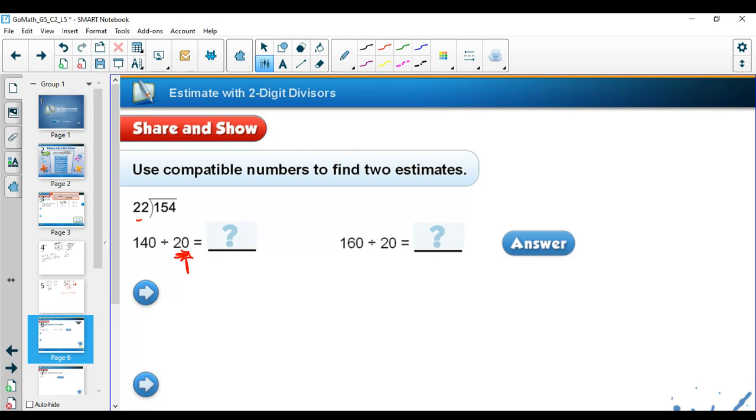So we are going to turn that 2 into a 0 so that 22 becomes 20, because that's going to be significantly easier. Now, they chose 14 because 14 is really close to 15, and it's a multiple of 2. So here we have 140 divided by 20, and we have to find our answer. Well, 2 goes into 14 7 times. Now the question is, is it 7 or is it 70?